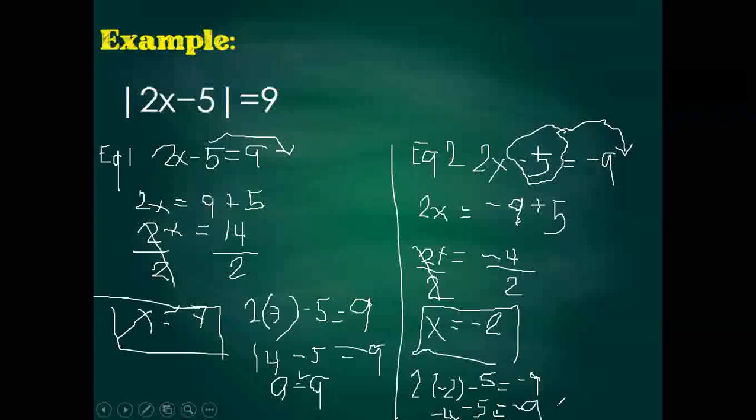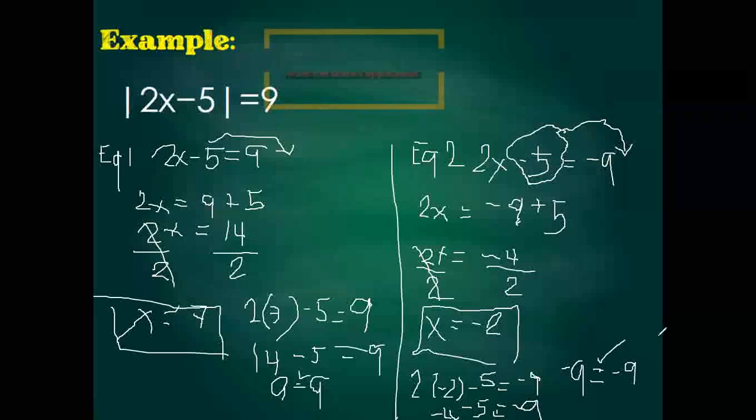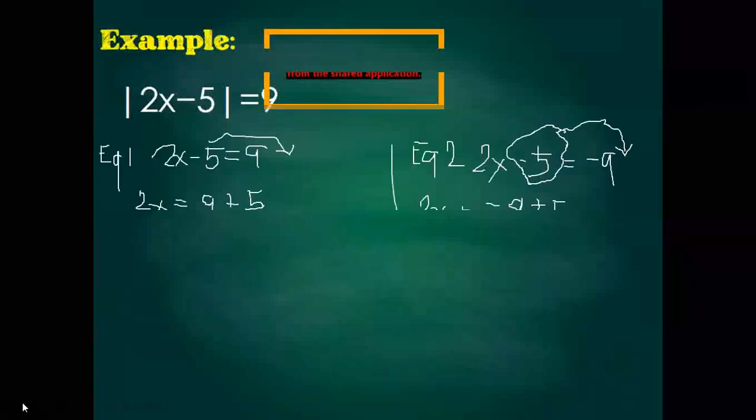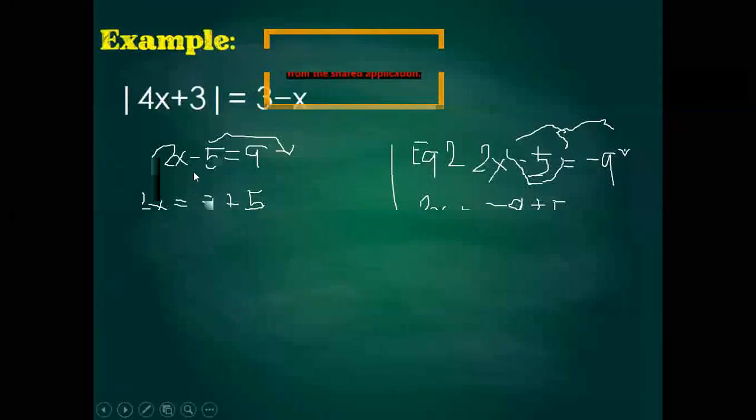So negative 4 minus 5, the answer is negative 9. Negative 9 equals negative 9. So correct. Okay, clear. Let us proceed to another example. So what if the given example is like this?